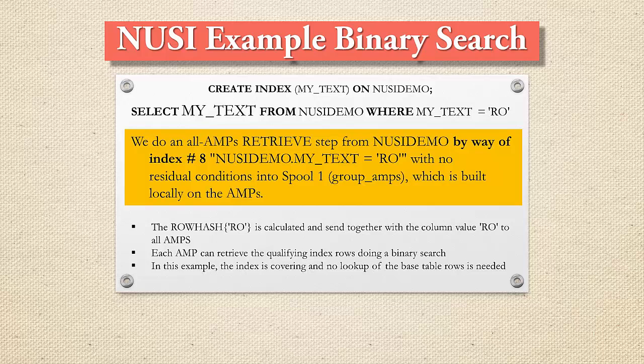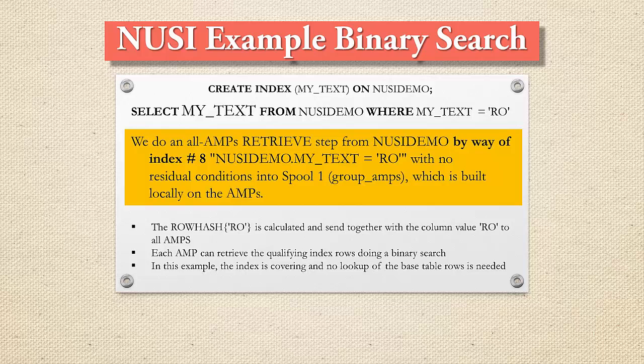In the middle part of the slide, we highlighted in yellow the original explain plan part that reveals what happens when we start this query. We have a non-unique secondary index defined over my text, and the optimizer recognizes it and uses it, as is revealed by the relevant phrase of by way of index, #8. With no residual conditions reveals there are no other conditions, there's nothing more to evaluate over the base table.